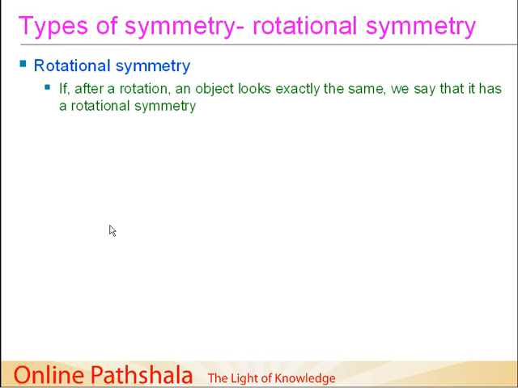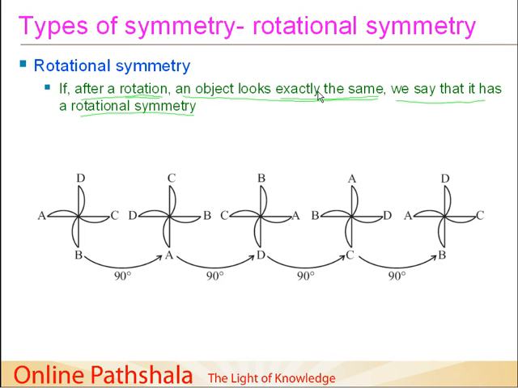Rotational symmetry is defined as follows: if after a rotation, note the word rotation here, an object looks exactly the same, we say that it has rotational symmetry. So there are two important concepts here. There has to be a rotation involved, and after the rotation the object has to look exactly the same. Now let us try to understand this using an example from the textbook.